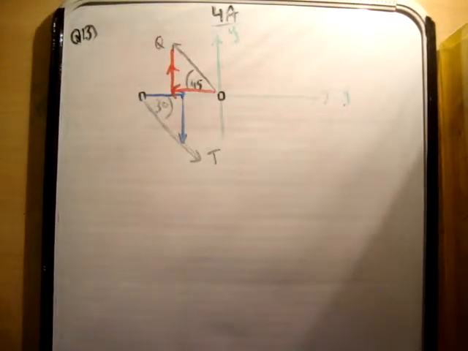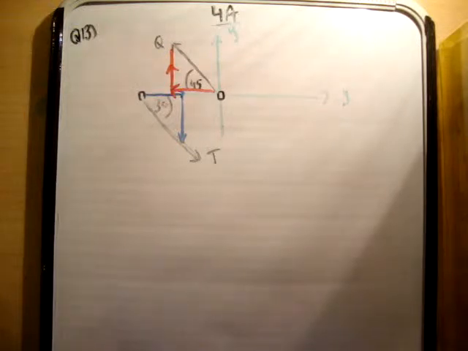Okay, in this video I'm going to finish exercise 4A of the book Fundamental Applied Mathematics. We're on page 99 and the question is 3. It reads, ship T is 100 kilometers due west of ship Q.